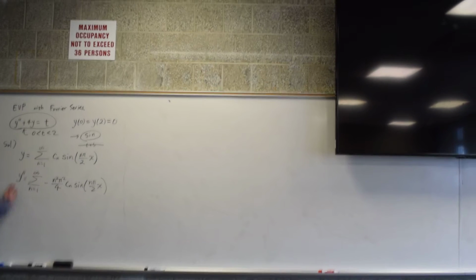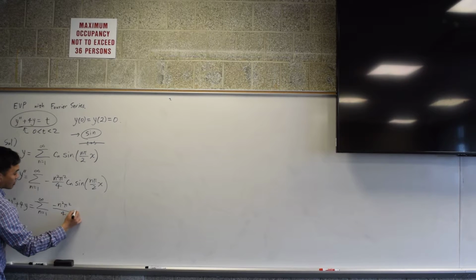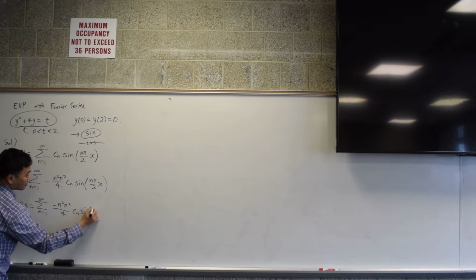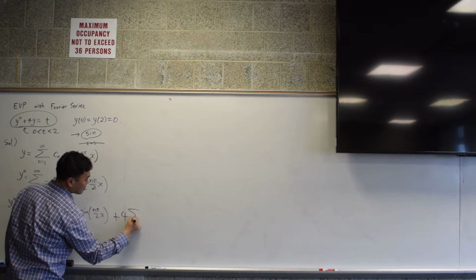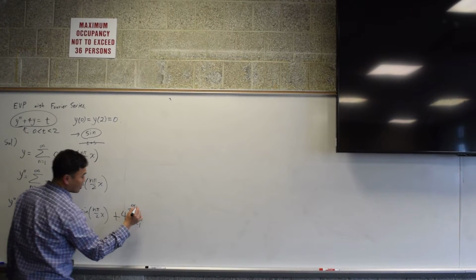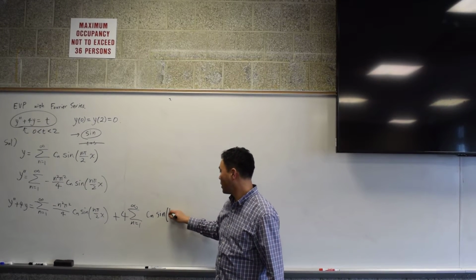Okay, so all I did was I took this function and differentiated it twice. Why did I do that? Because I want to plug this into the left side. Let's see what we get then. Y double prime plus 4 times y is the sum from n equals 1 to infinity of negative n squared pi squared over 4 Cn sine n pi over 2 x, plus 4 times the sum from n equals 1 through infinity of Cn sine n pi over 2 x.